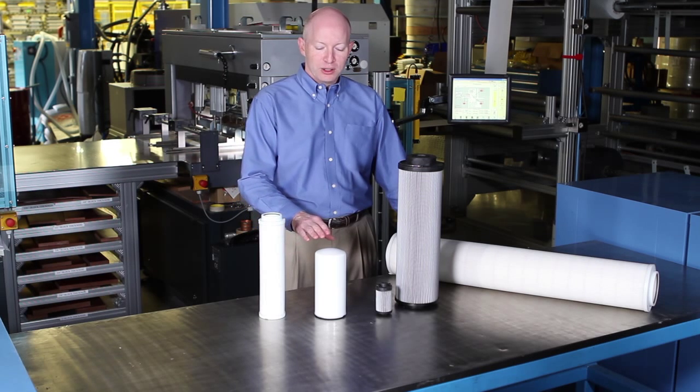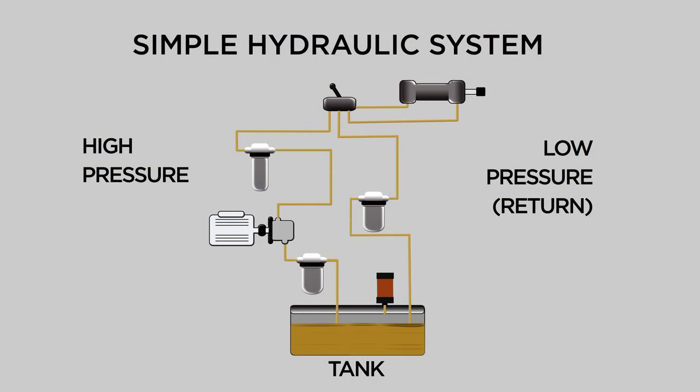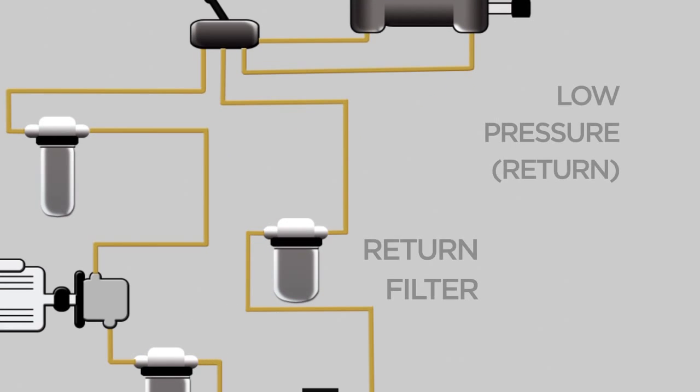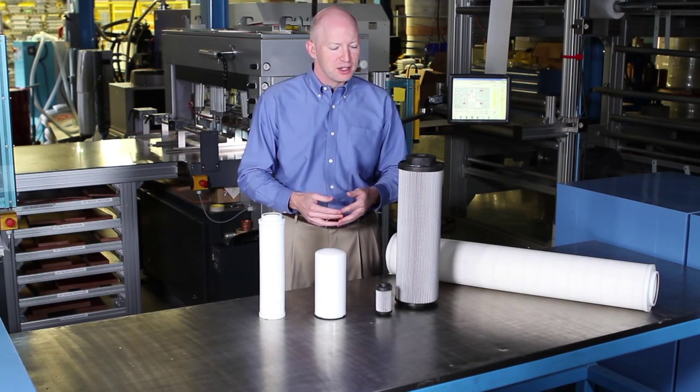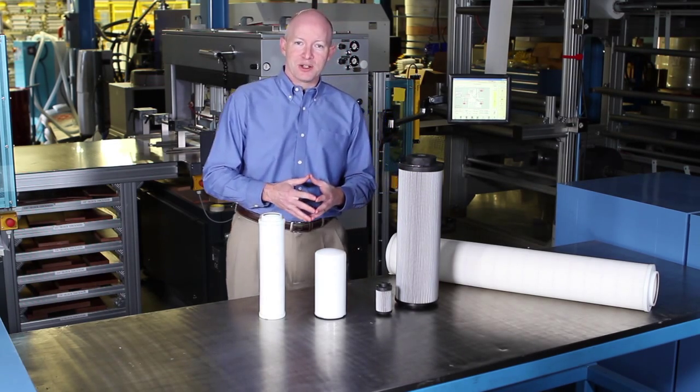Now we're going to take a look at the return side of the system. Previously we took a look at the tank side and the pressure side, so now we're on the return side. And what does the return side mean? It basically means that the fluid is now returning from the work it was doing and it's going back to the tank.